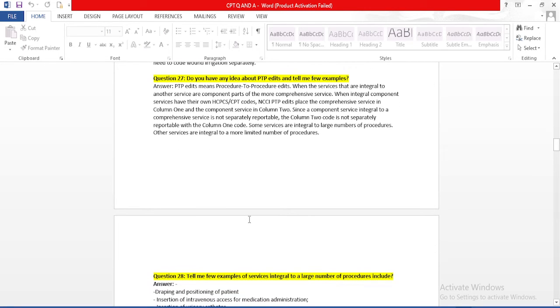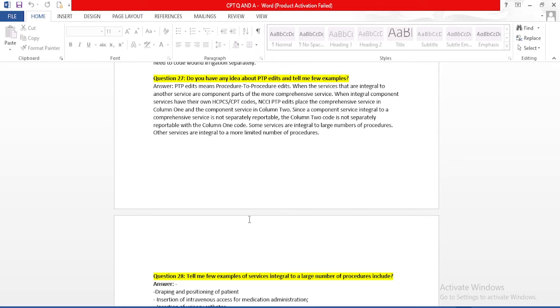Next one, do you have any idea about PTP edits and can you tell me a few examples? PTP edits means procedure to procedure edits. This applies when a service is integral to another service or a component part of the more comprehensive service. When integral component services have their own CPT codes, NCCI PTP edits place the comprehensive service in column 1 and the component service in column 2. Since a component service is integral to a comprehensive service, it is not separately reportable. The column 2 code is not separately reportable with the column 1 code.